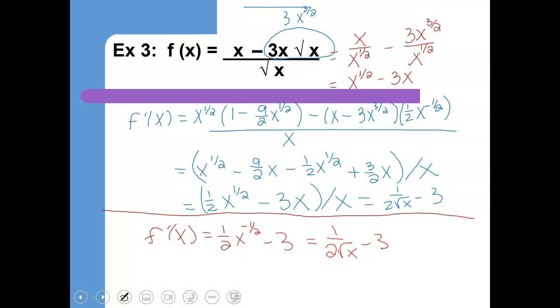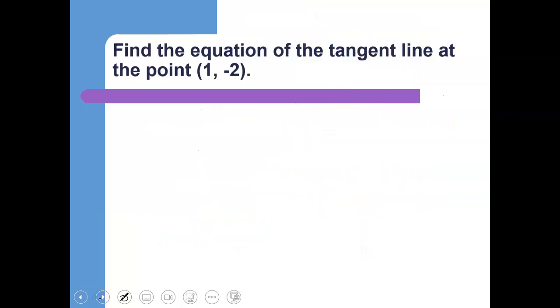Again, I think the red is easier. So if you have a single term in the denominator, it is easier to divide it out and then derive than it is to do the quotient rule. And that's the moral of this example. It's like the product rule, and sometimes it's easier to multiply first.